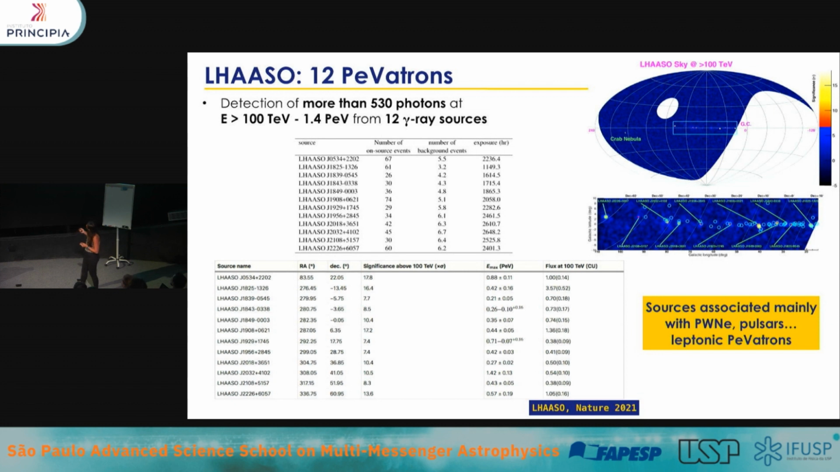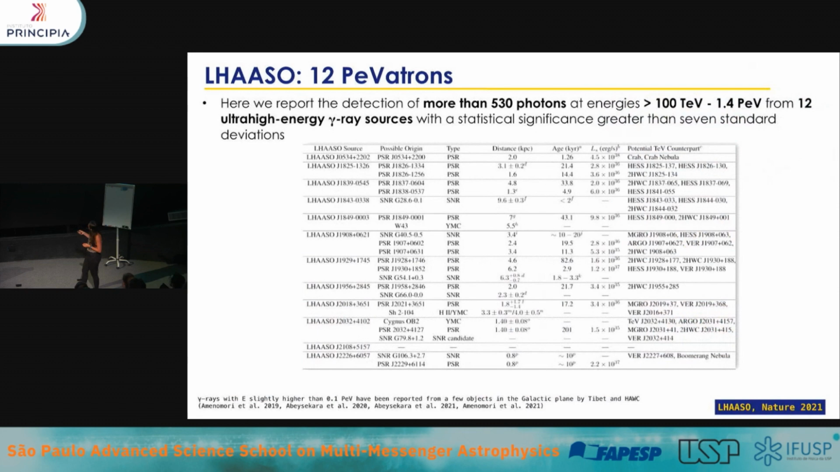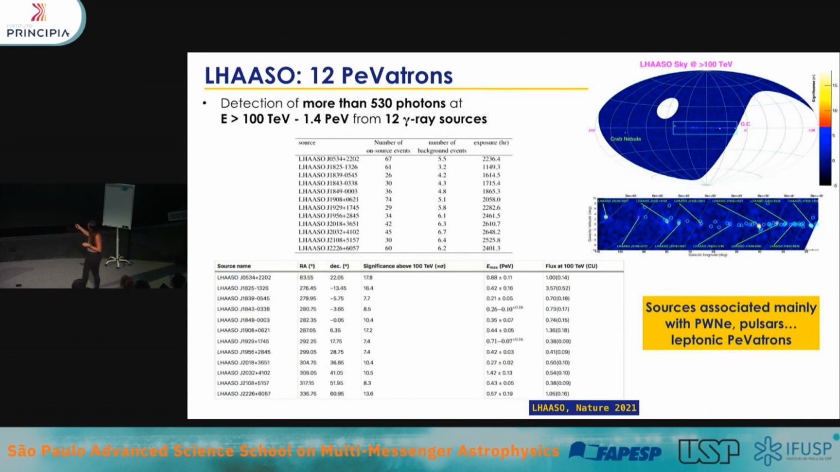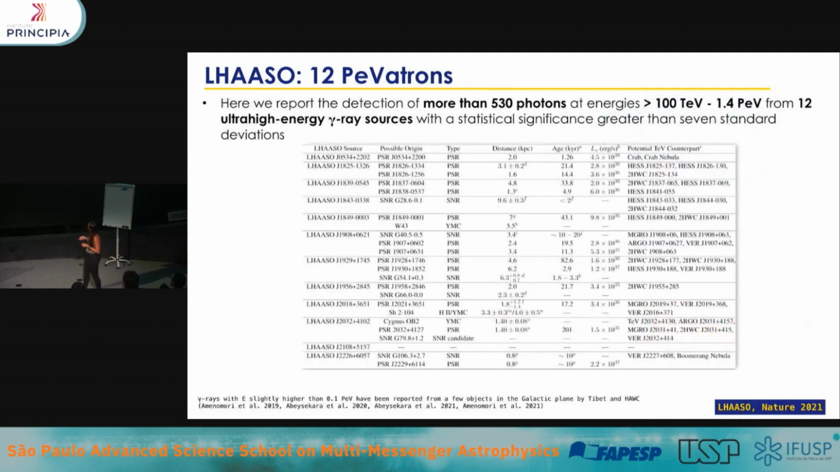But as I mentioned, if you look at this paper, you see that it's pulsar wind nebulae, pulsars, etc. And you can see here that they detected them with a very high significance, always around 7 sigma minimum. And here you see the maximum energies that they detected. You can see that the highest photon they detected has an energy of 1.4 peta electron volts, coming from this source called LHAASO J2032. Keep it in mind, because later we will be talking about something related to this source.